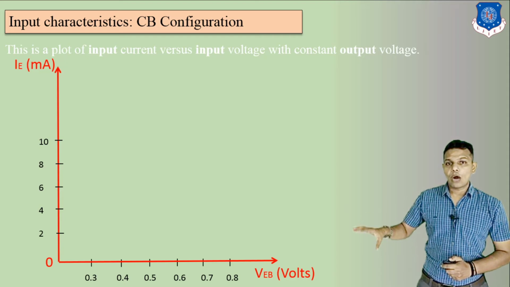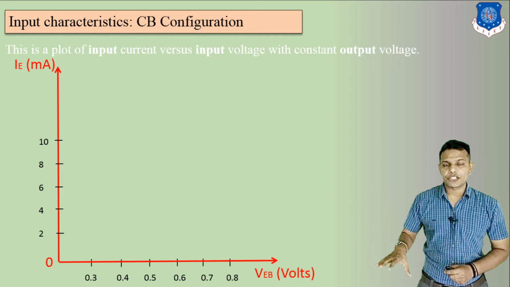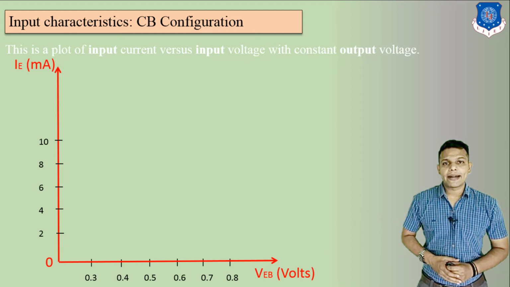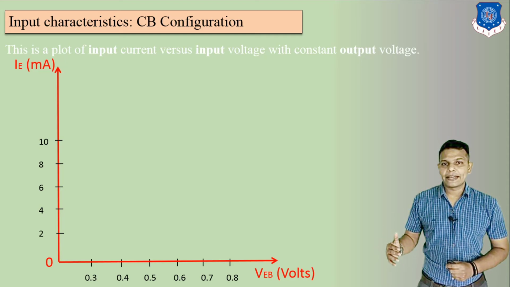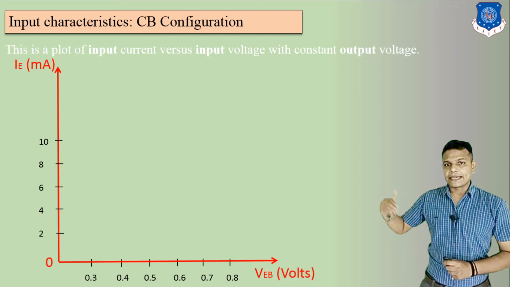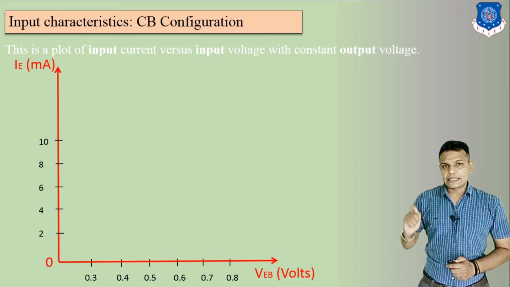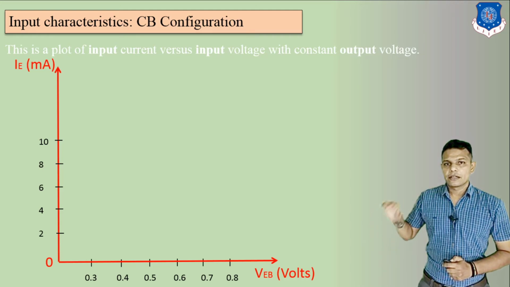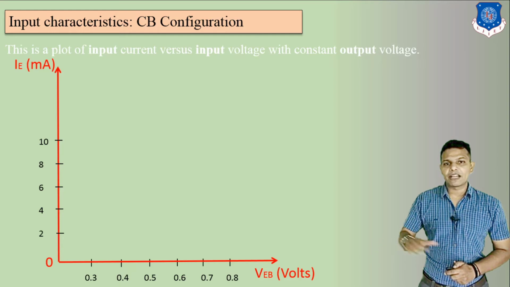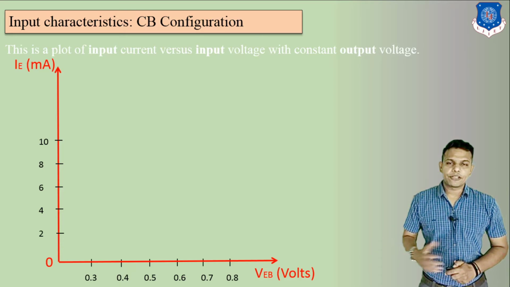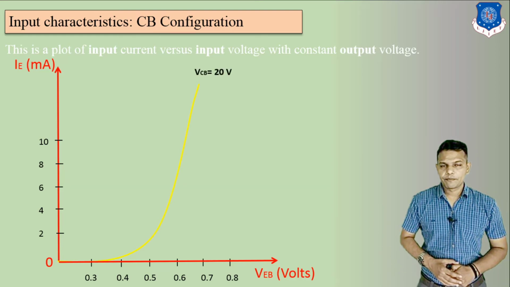Now let us discuss how it will be drawn. Here this is the input characteristics of CB configuration. As we discussed in chapter number 1, the forward characteristics of PN junction diode are similar to the CB configuration here, because at that time your diode is in forward bias. Here it is also in forward bias. So there is no difference between input characteristics of CB configuration and forward characteristics of PN junction diode. So here we can draw like this.